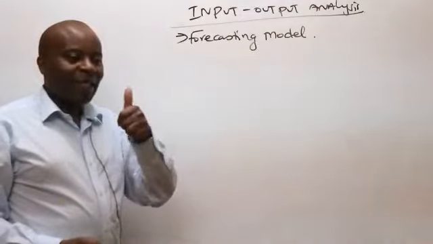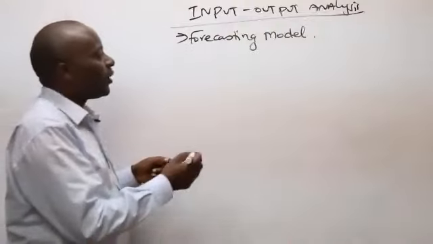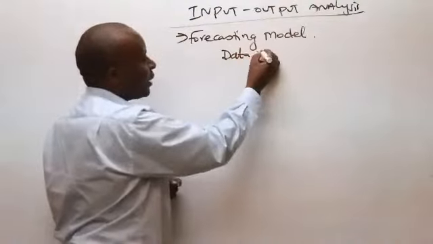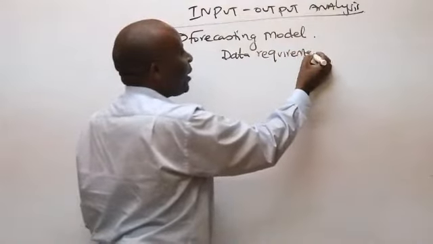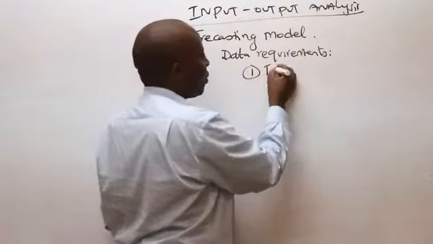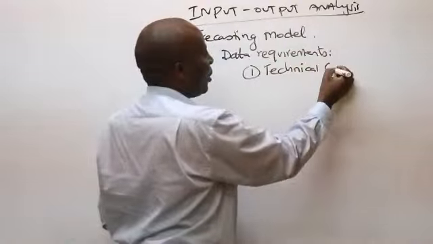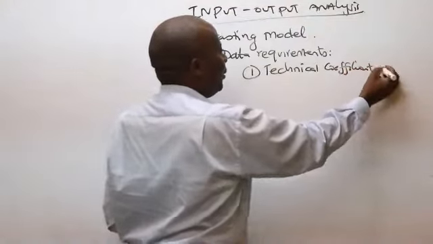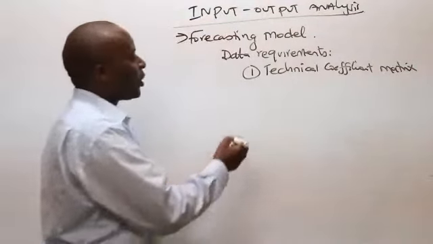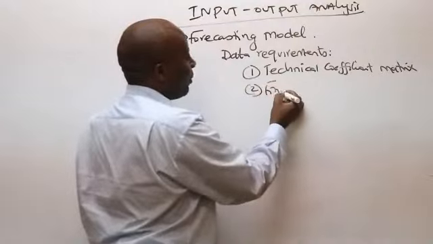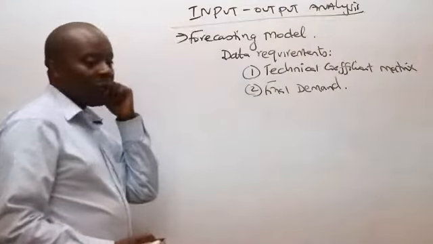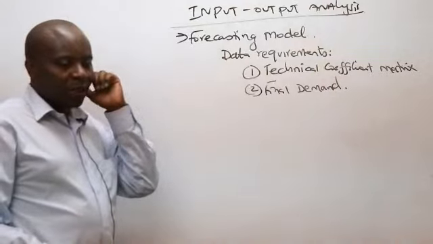Normally, ladies and gentlemen, you'll be given two things. The data requirements for you to be able to predict: number one, you need what we call the technical coefficients matrix. And then number two, you need what we call the final demand.